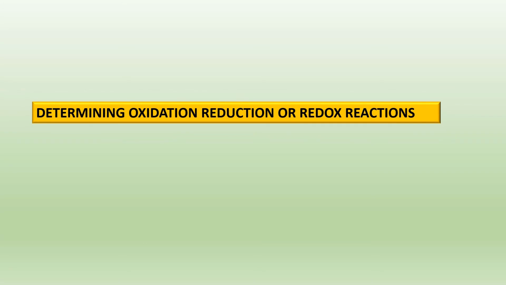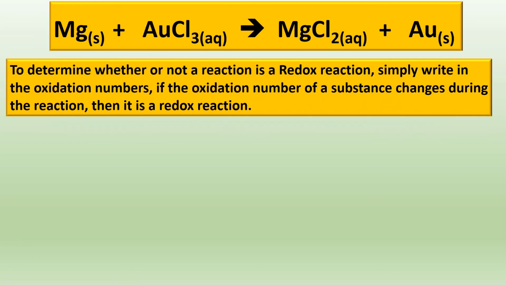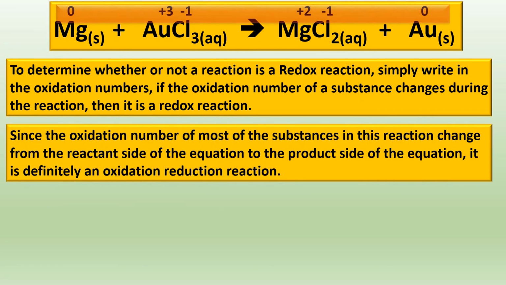Determining oxidation reduction or redox reactions. To determine whether or not a reaction is a redox reaction, simply write in the oxidation numbers. If the oxidation number of a substance changes during the reaction, then it is a redox reaction. Since the oxidation number of most substances in this reaction change from the reactant side of the equation to the product side of the equation, it is definitely an oxidation reduction reaction.